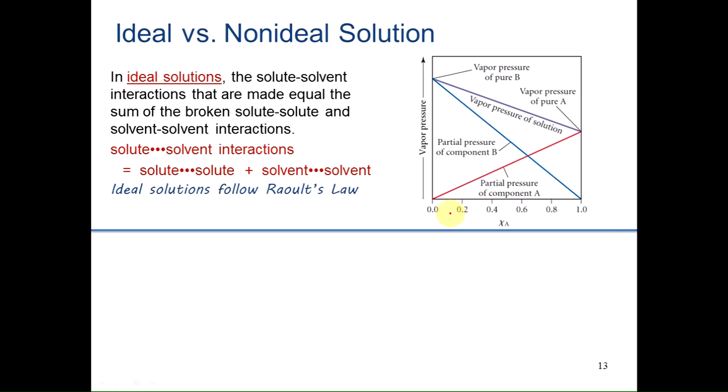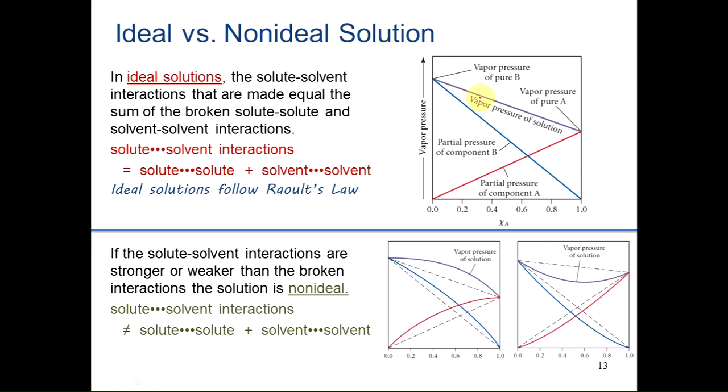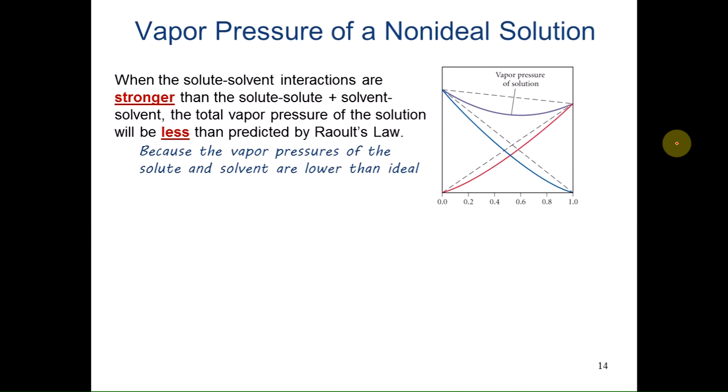If we look at this graph, here we have the expression of the mole fraction and the vapor pressure. As the mole fraction of component A increases, we have an increase in the vapor pressure here, and we have a decrease in the vapor pressure of the other component. But not everything's ideal. If the solute-solvent interactions are stronger or weaker than the broken interactions in the solution, we say it is non-ideal, and we get this deviation from what we'd expect in the graph. It's when some of those interactions don't equal out to each other. We're going to talk about this in more detail in the next slide.